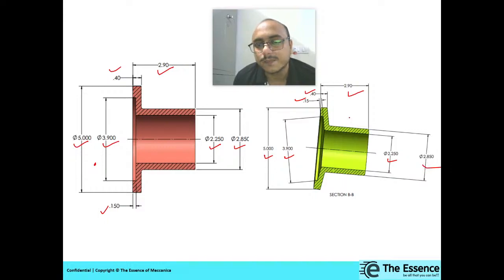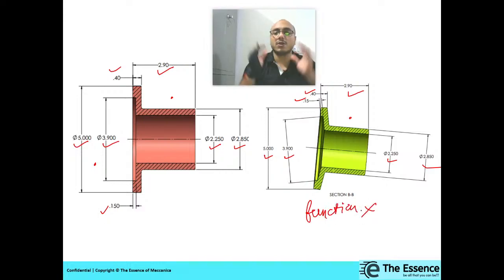Everything is matching and nothing is not matching with these dimensions. What does the inspection person have to do? He will accept this component though it might fail the function. It might not fit in the assembly. That is the problem with coordinate tolerancing. It does not control the location. It does not control the orientation precisely.